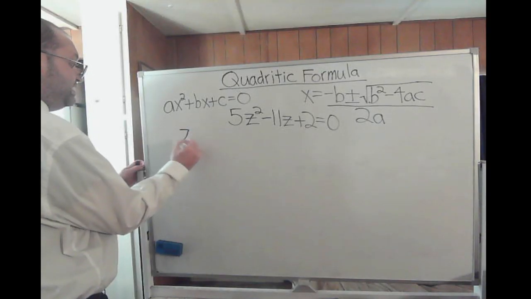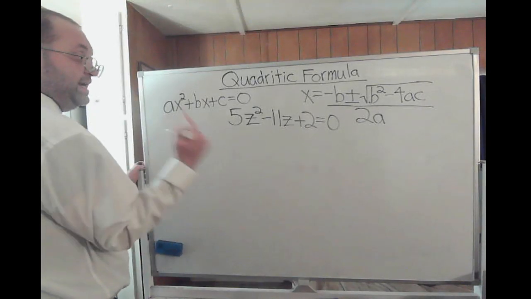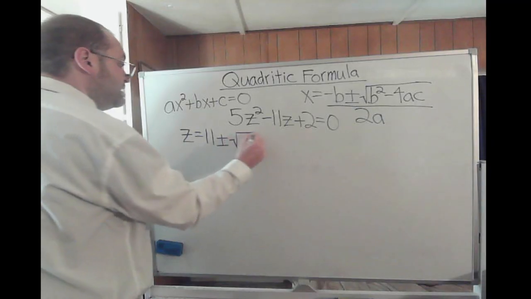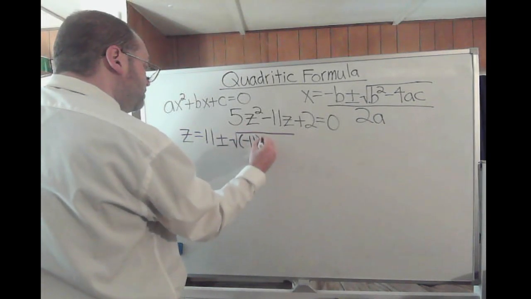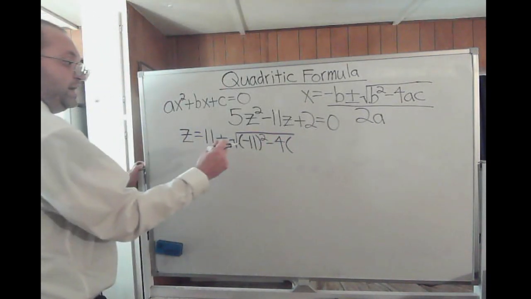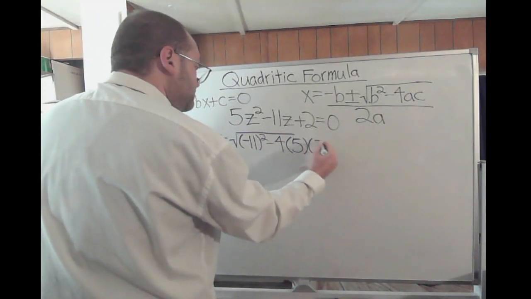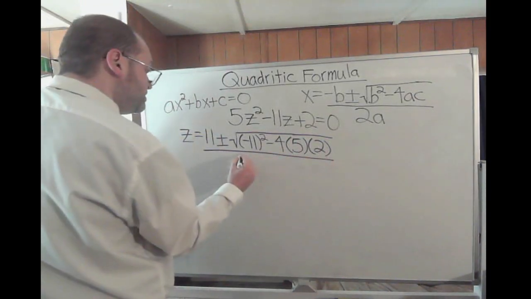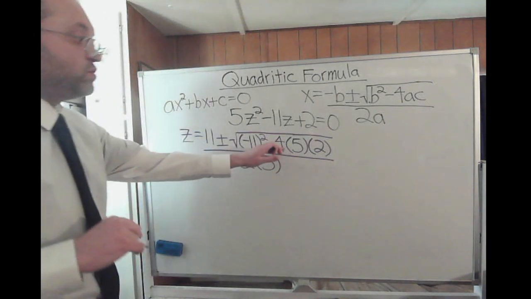We have z is going to equal the negative of b. Well, b is negative 11, so negative 11, that's positive 11. Then that'll be plus and minus the square root of your b squared, so you would raise negative 11 to the second power, minus your 4 times your a, which is 5, times your c, which is 2. This would all be over 2 times a, or 2 times 5. So there's the plug-in for the quadratic formula.